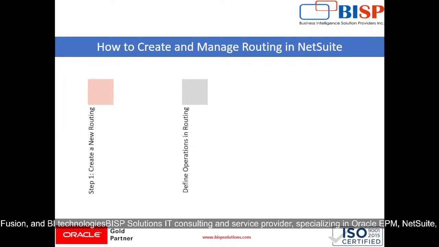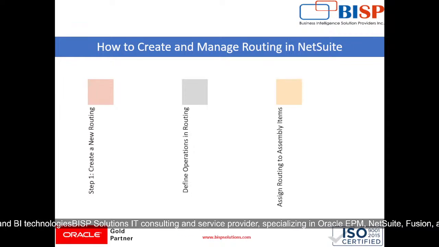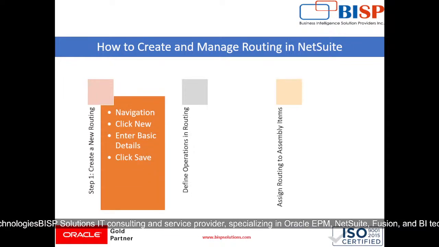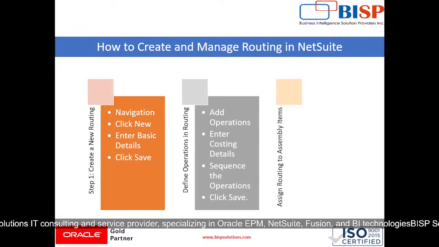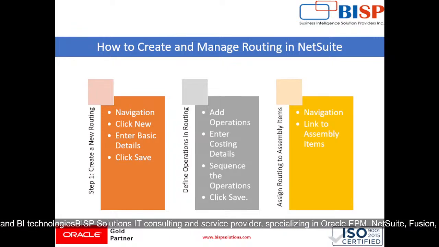Next step is to define operations in routing and assign routing to assembly items. So for defining operations in routing, we have to add operations. Then we have to enter costing details, like defining the cost template to calculate labor and machine cost. Then we have to sequence the operations, where we ensure operations follow the correct order, and then we have to click on the save option.